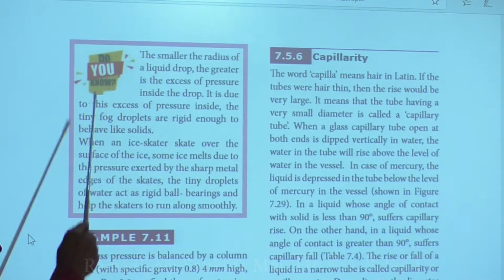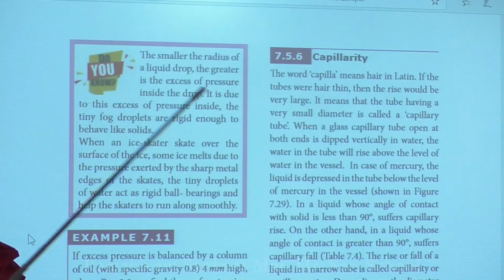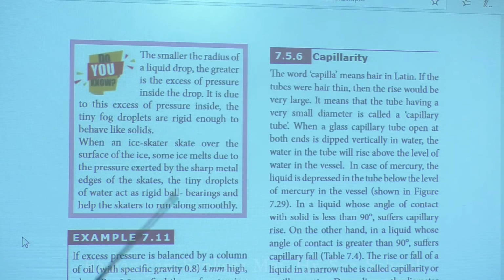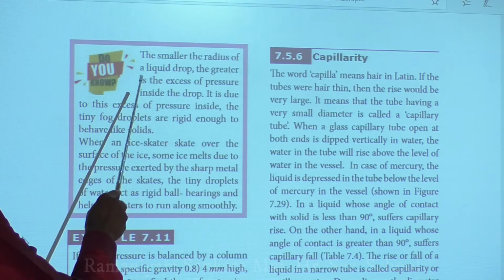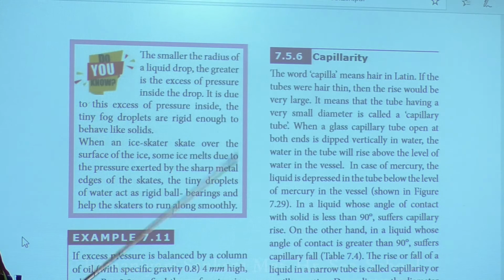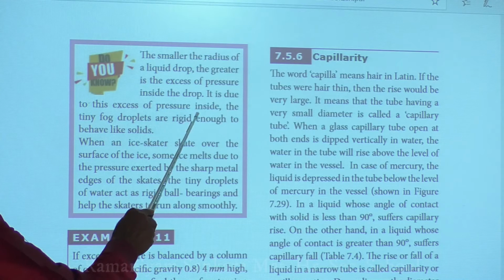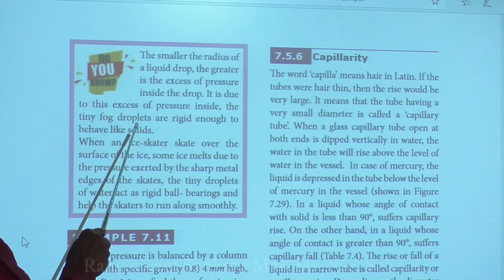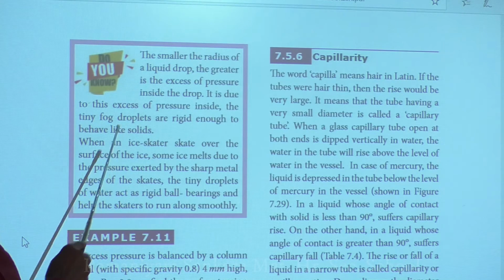Okay, and now go to the Do You Know section. I told you, don't leave the Do You Know. We may have a 2 mark question. The smaller the radius of the liquid drop, the greater the excess pressure, because both are inversely proportional. It is due to the excess pressure inside. Tiny fog droplets are rigid enough to behave like solids.